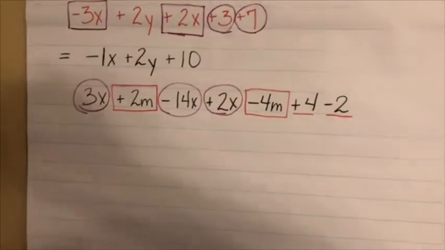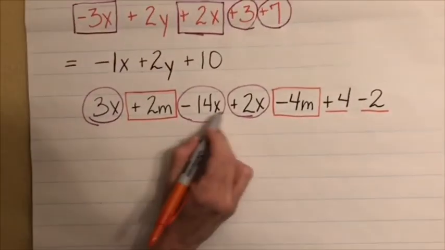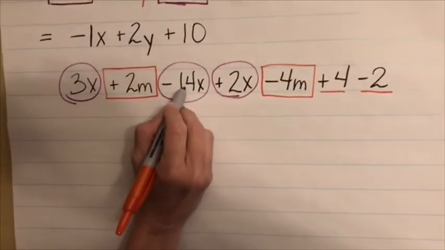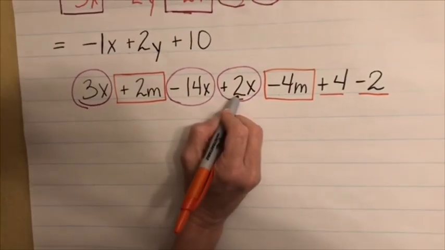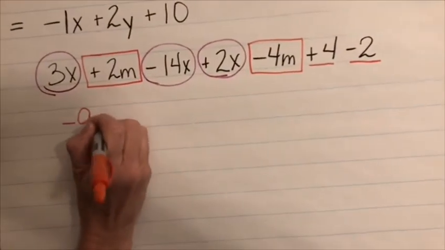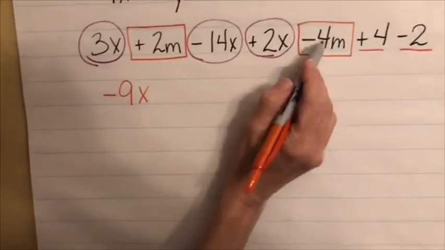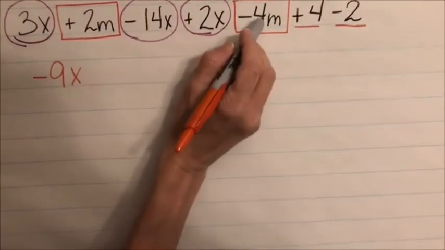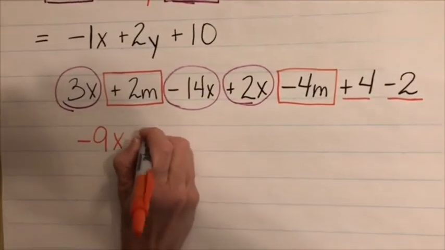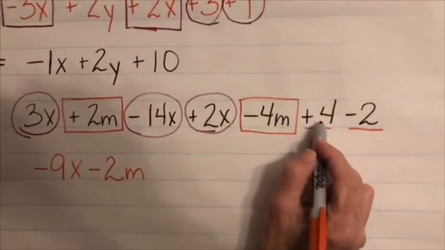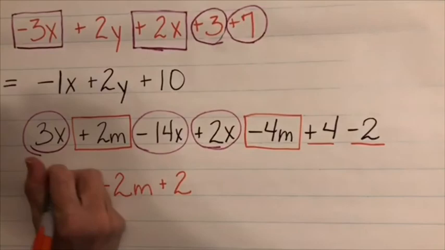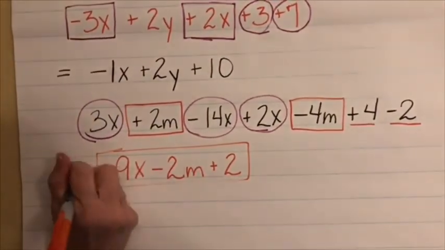So now I'm going to write in orange. Let's combine our x terms. Well, we have 3 plus negative 14. That's subtraction. Our answer will be negative 11. And then plus 2 will be negative 9x. And then we have a positive 2m and a negative 4m. Opposite signs, so we have to subtract. The larger one is negative, so it's going to be a negative 2m. Positive 4 plus negative 2 is positive 2. And that right there is our final answer for this expression.